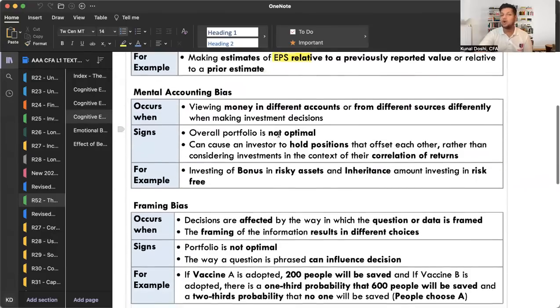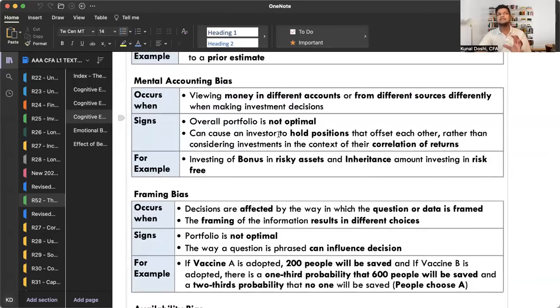Now comes mental accounting bias. Mental accounting bias is where you mentally treat different assets differently, even if they are the same thing. You don't have a total portfolio approach. It occurs when you treat money in different accounts or from different sources differently when making investment decisions. The sign is that the portfolio is not optimal, and you can hold positions that offset each other rather than considering investments from a correlation point of view. What do I mean by that?